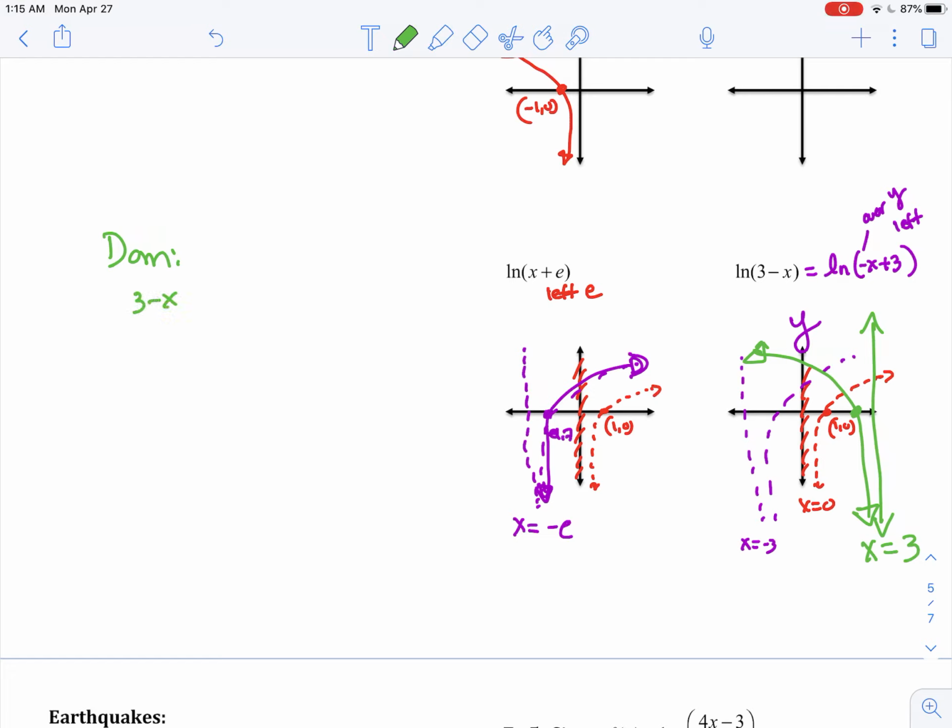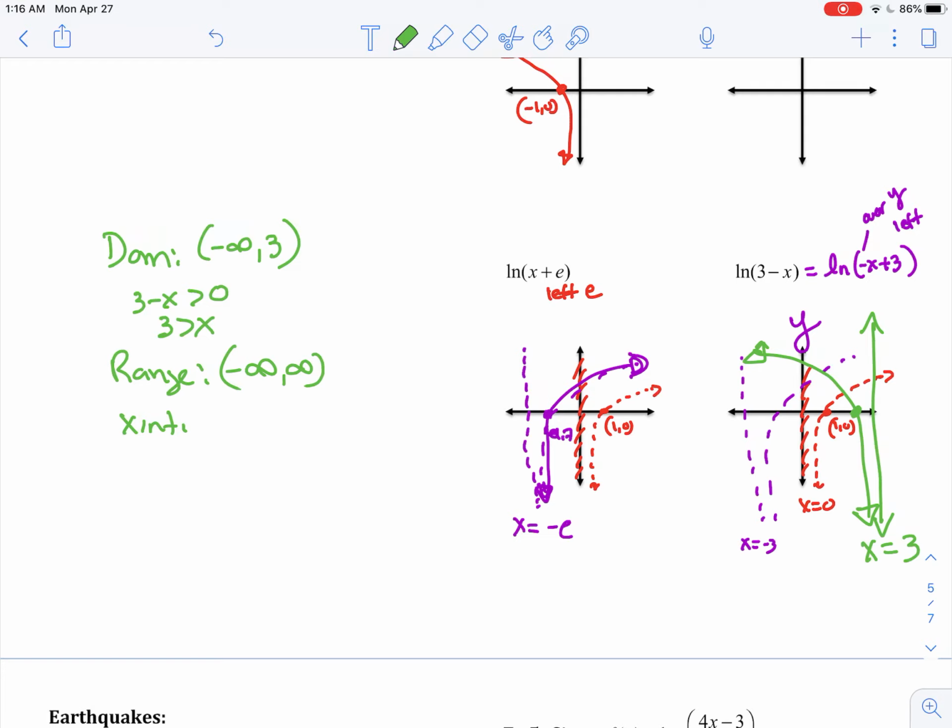So in this case, our 3 minus x needs to be greater than 0, or x has to be less than 3, and that's what we're seeing in our graph, right? Our graph is going off to the left towards quadrant 2. So our domain is negative infinity up to 3. Our range is going to be everything, negative infinity to infinity.